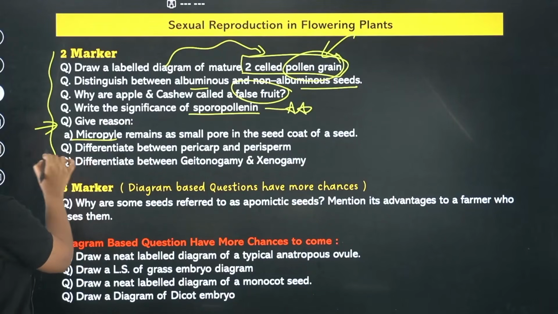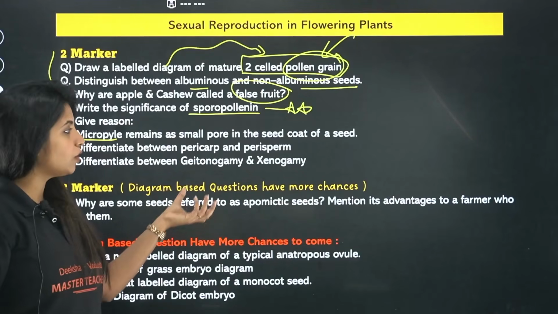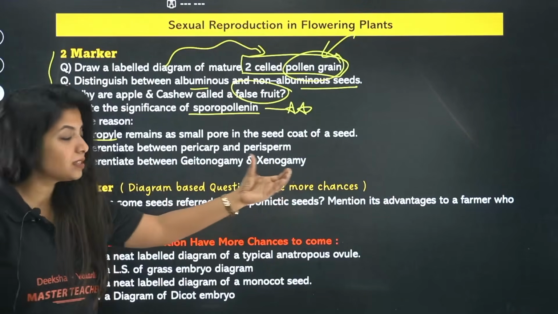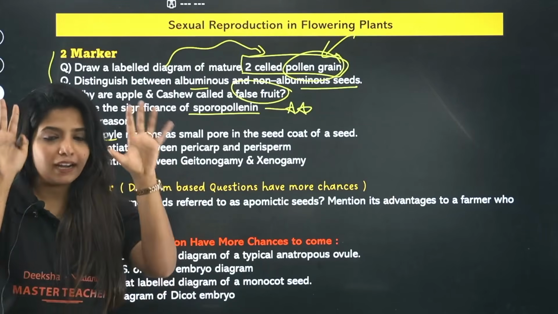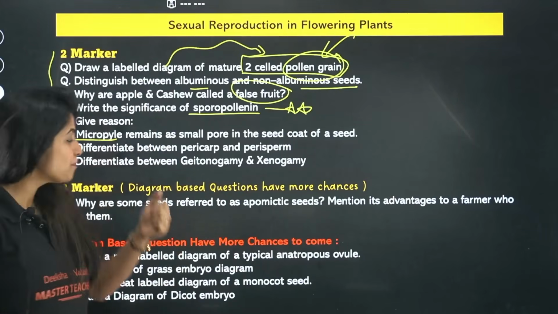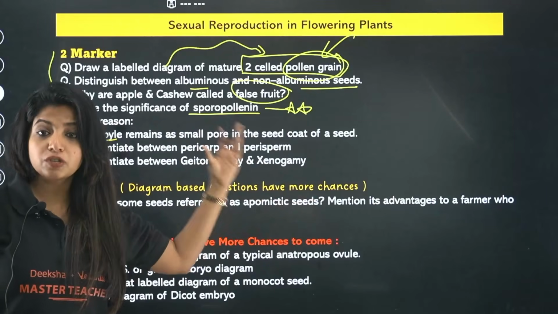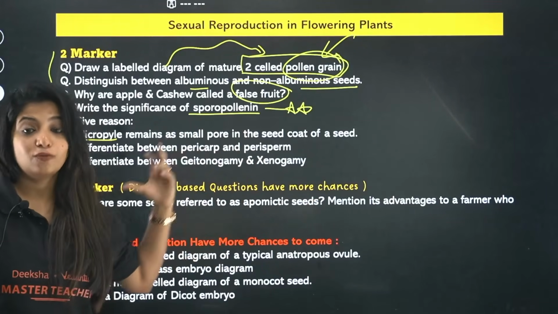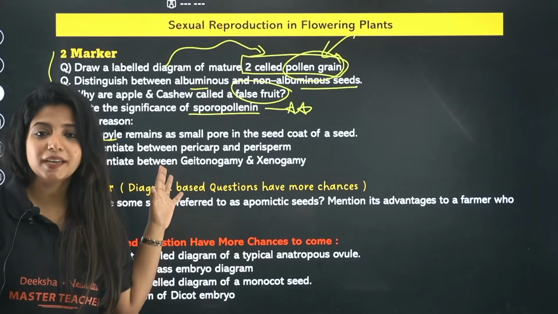And then you have the next question, that is, differentiate between pericarp and perisperm. Pericarp is the outer wall of the ovary, perisperm is the persistent nucellus. Talk more about it. For 2 marker questions, write 2 points nicely, you will get your marks. Difference between geitonogamy and xenogamy: both of them are cross pollination, but one brings about genetic variation, one does not. So talk about all of it, and it is going to be sorted.